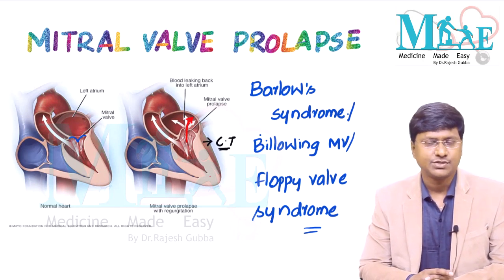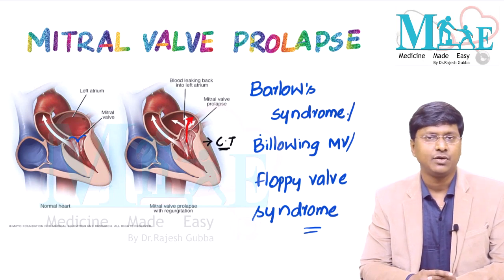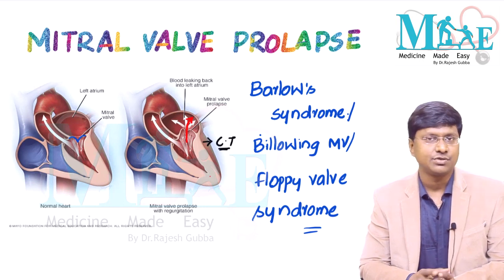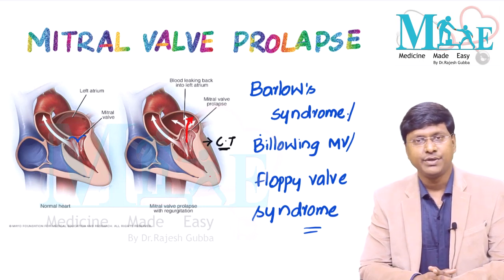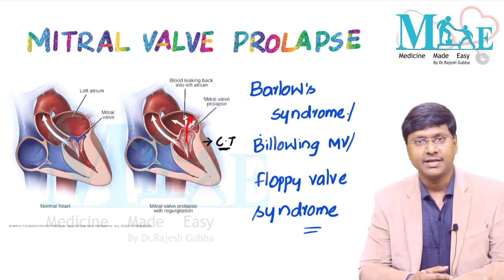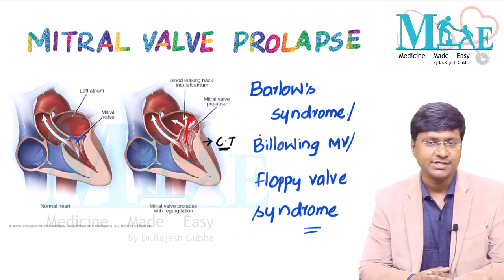On auscultation, which is very important, these individuals will have a mid-systolic click, often multiple clicks, and also a late systolic murmur. You should be able to differentiate this mid-systolic click from other conditions by doing dynamic auscultation. The complications are that they can have associated MR, arrhythmias, and sudden cardiac death, and they can also have transient ischemic attacks and stroke.